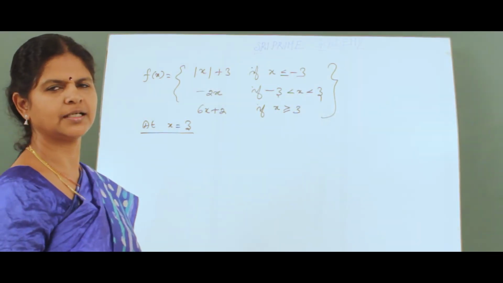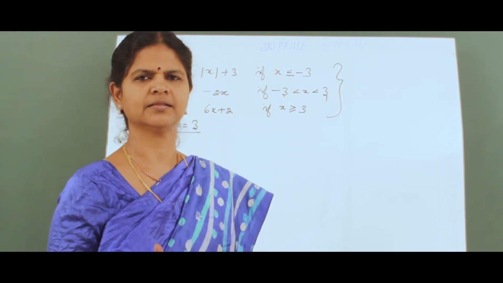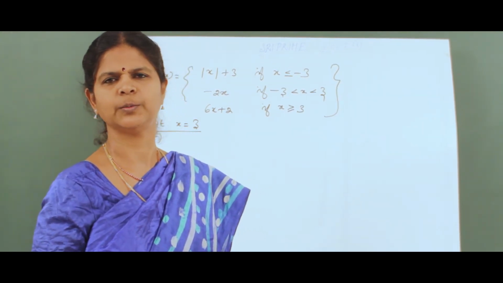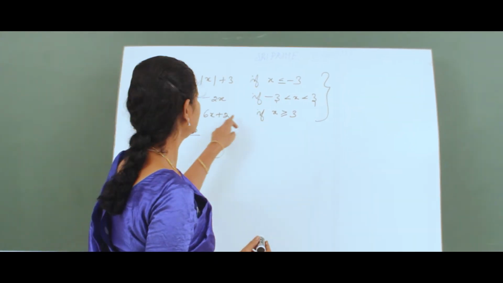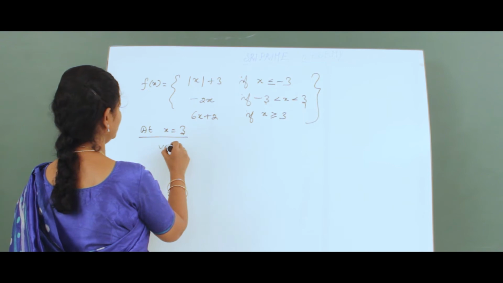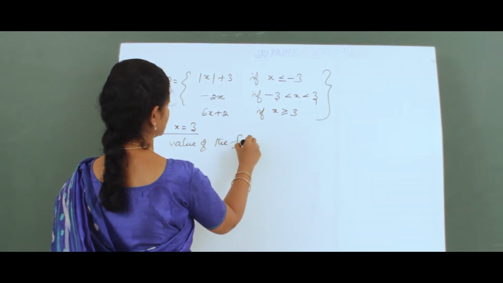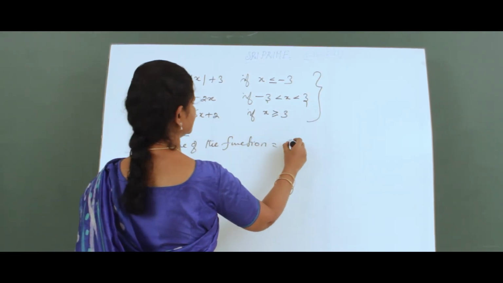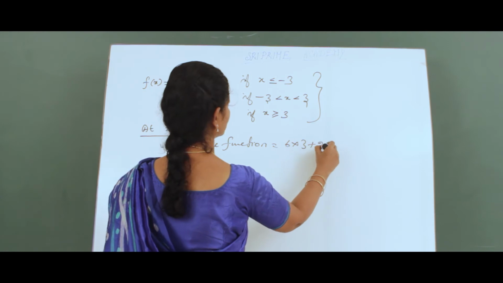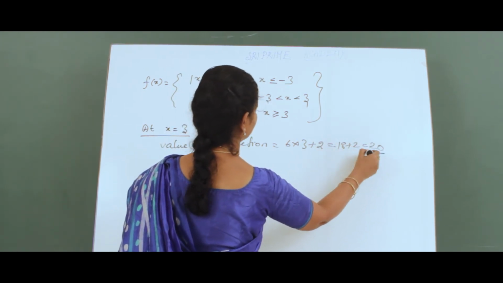Okay, next let us do continuity at x equal to 3. Just as we did for x equal to -3, we are now going to do it for x equal to 3. So the value of the function at x equal to 3, take this function. The value of the function at x equal to 3 is 6 into 3 plus 2, that is 18 plus 2 is 20. This is the value of the function.